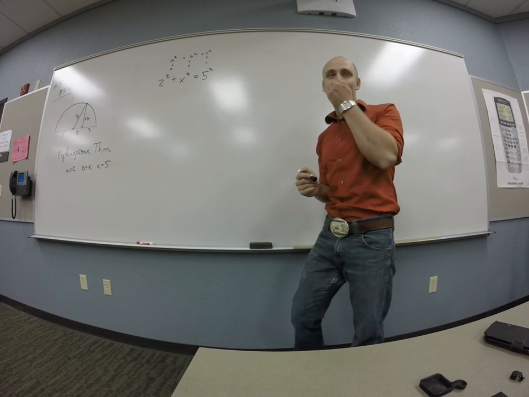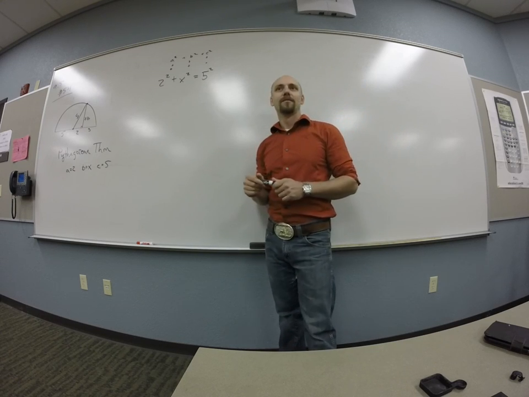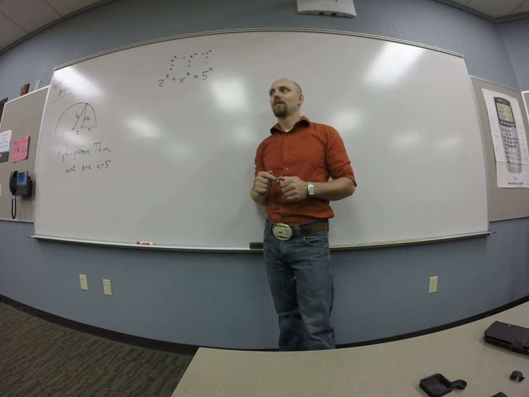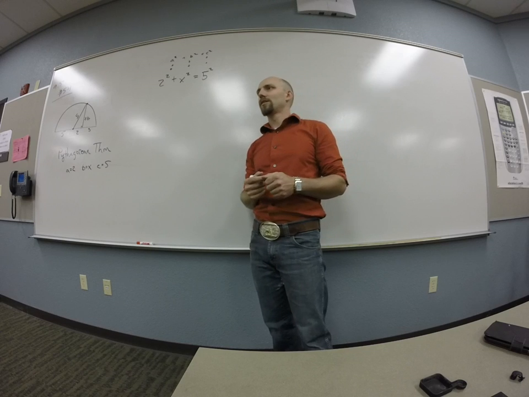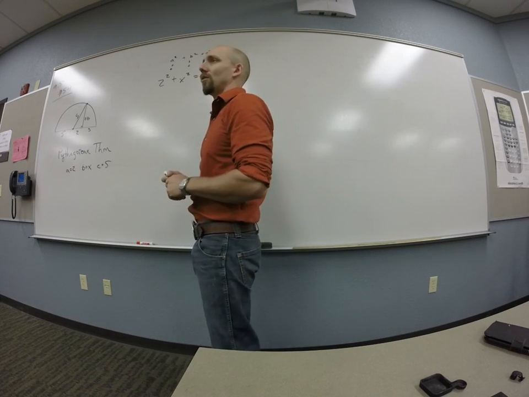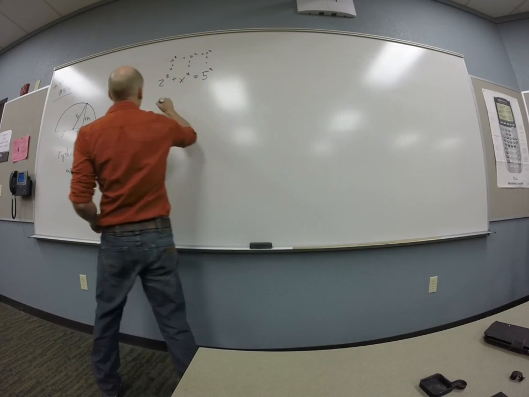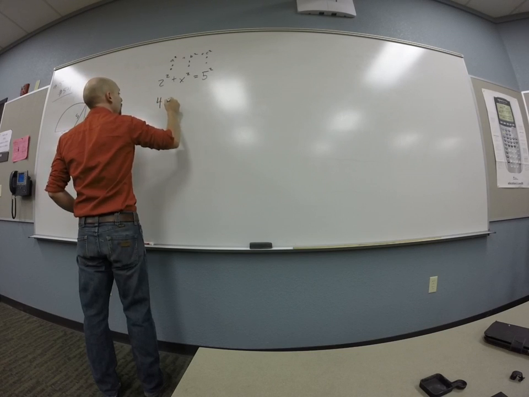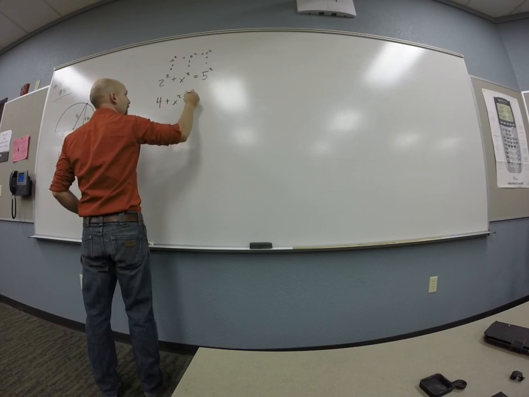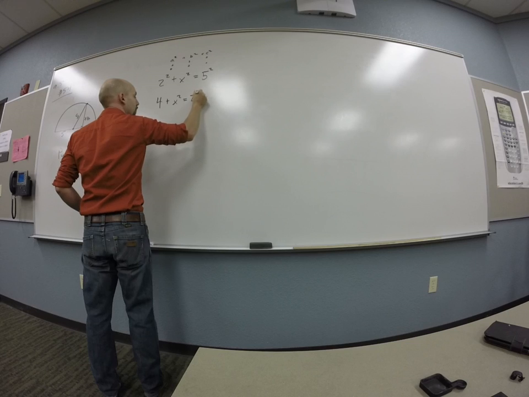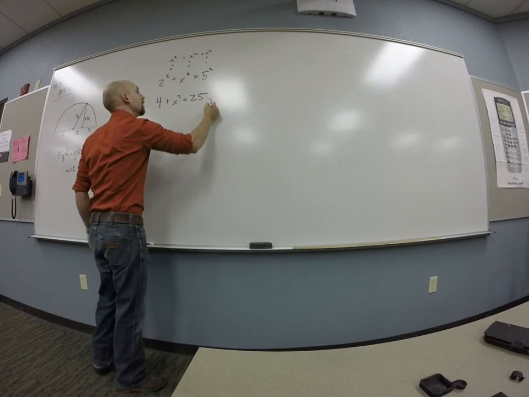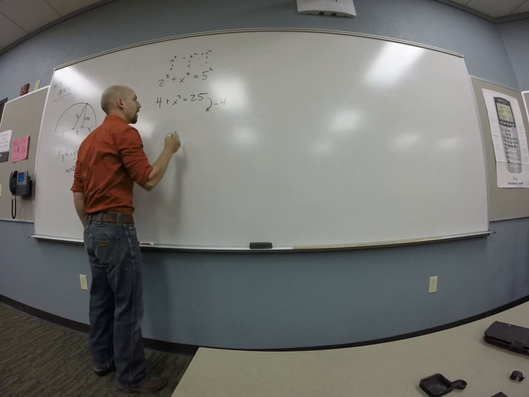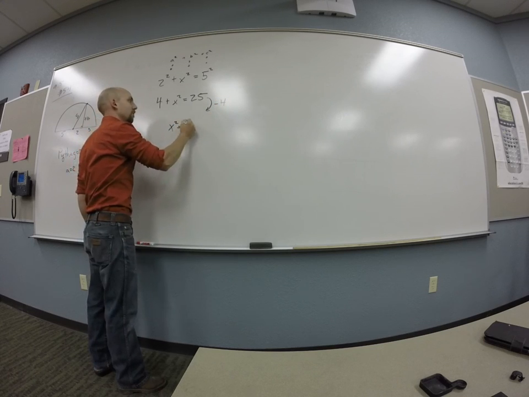Okay, so now what do I want to find? What was my goal? It was to find x, right? I wanted the length of this bar. Okay, so I get 4 plus x squared is 25. Then we subtract 4 from each side. We get x squared is 21.